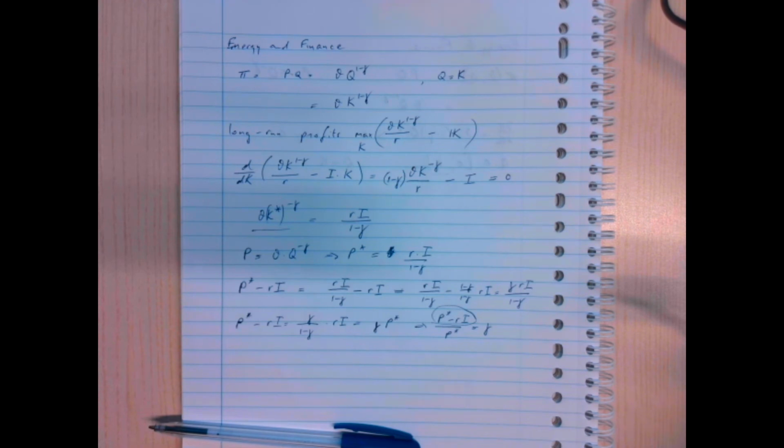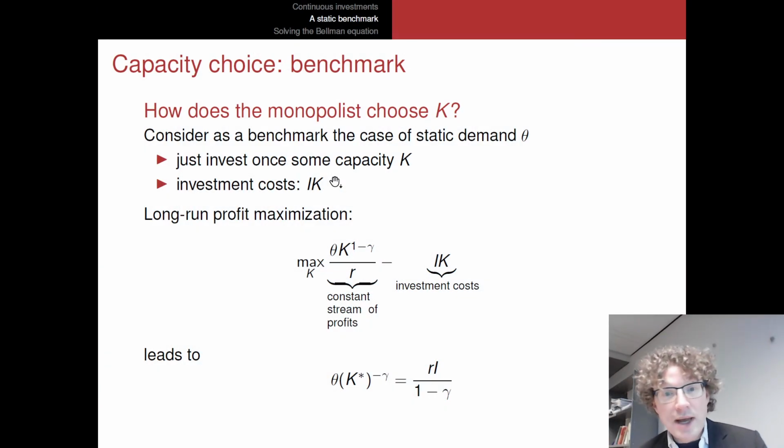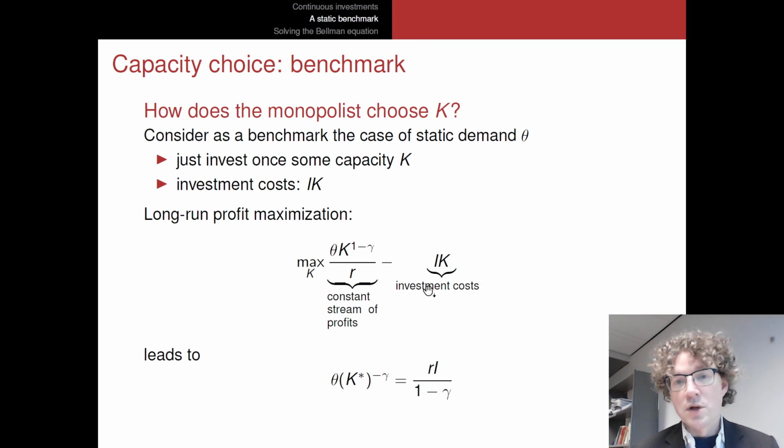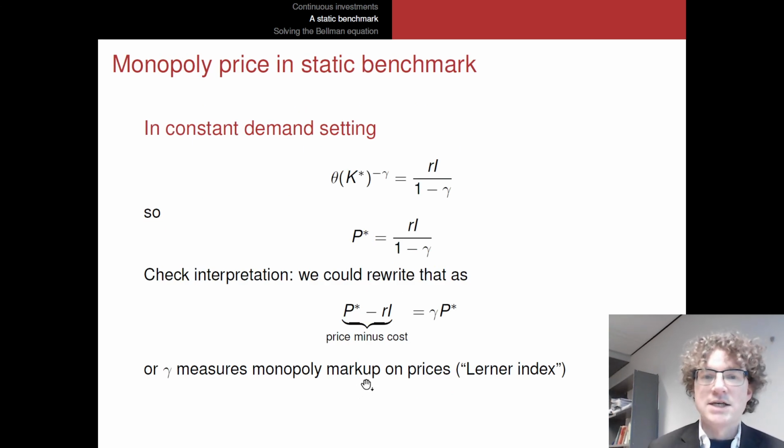So let me review that on the slides again. What did we optimize? The total profit flow over time, which in the end is going to be a perpetuity of profits, minus the total cost of investment, which is the marginal cost of investment, I, times the total amount of capacity that we invest in, K. That's your total long-run profits. If you maximize that over how much capacity to invest in, we figured out the optimal amount of capacity, but this object here is also the price. This is exactly the price that we're going to realize at each point in time. So the price itself is equal to the per unit capital cost times the marginal investment cost, divided by 1 minus gamma.